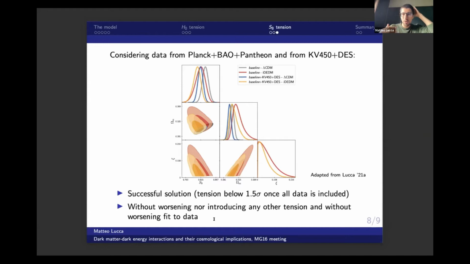So, and this is, to me at least, rather uncommon, because also in the case where Xi is negative, you end up worsening the sigma tension significantly. And this is, by the way, also a behavior that David once pointed out when considering a similar model. This seems to be a general feature, but when addressing the sigma tension, it does not happen, and it makes, to me, this possibility very appealing.